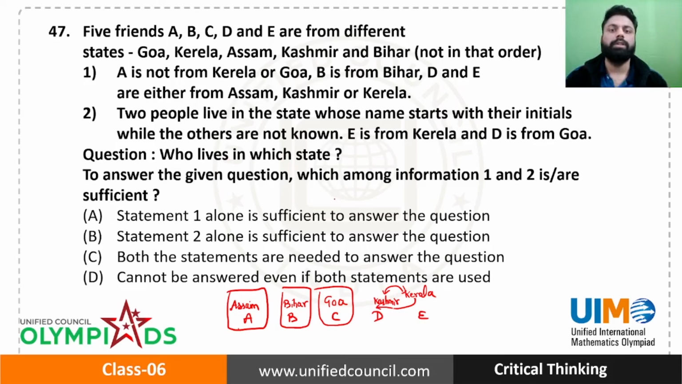To answer the given question, which among information 1 and 2 are sufficient? So see, with the help of the two statements, we are able to find out who is from which state. Statement 2 alone is sufficient to answer the question. Is statement 1 alone sufficient? No. Statement 1 is not alone sufficient, but statement 2 alone is sufficient, because it can say that A is from Assam, B is from Bihar. That is definitely how we can find out the answer.